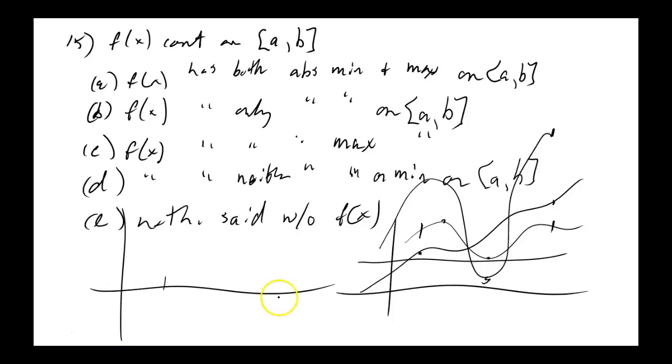If this is A and that's B, they don't all have to be positive, but that would be an absolute maximum. It wouldn't have an absolute minimum because there's no value that is always less than everything else. So, yeah. All right. That was 15. Strange but true.